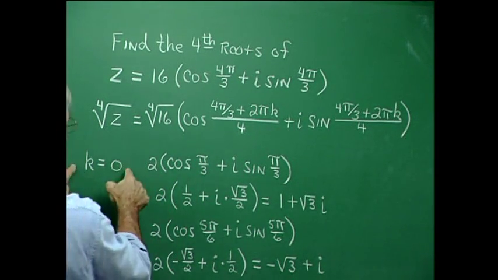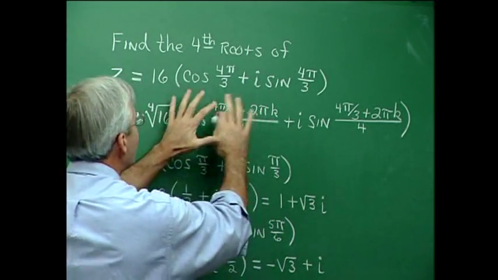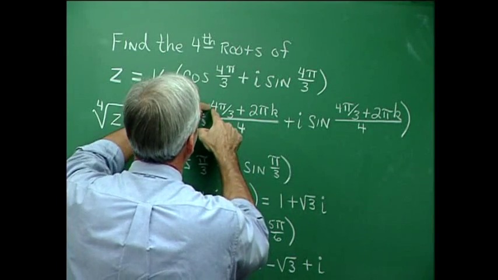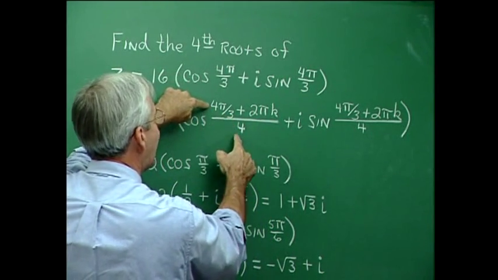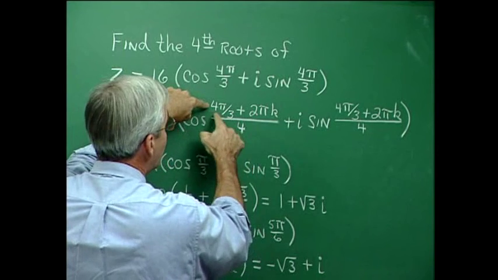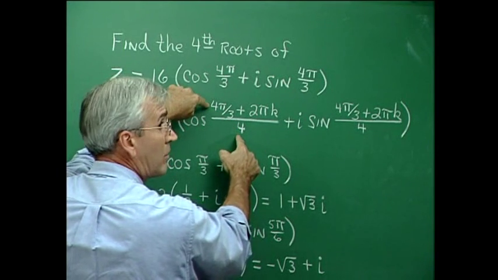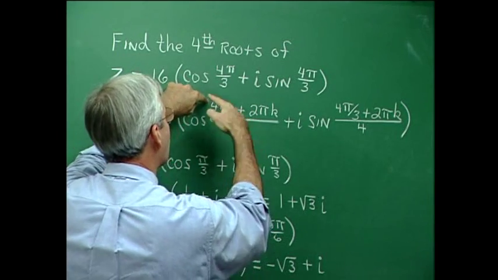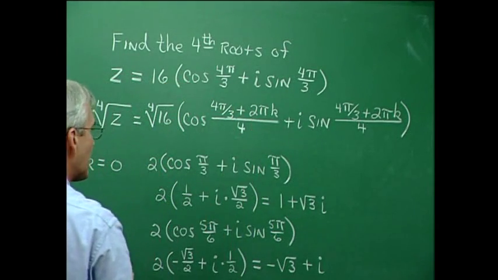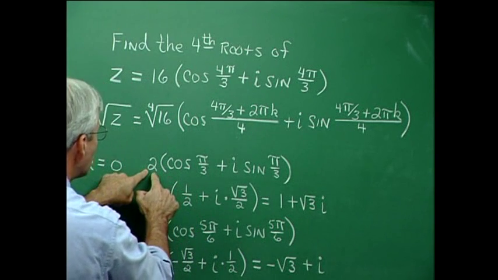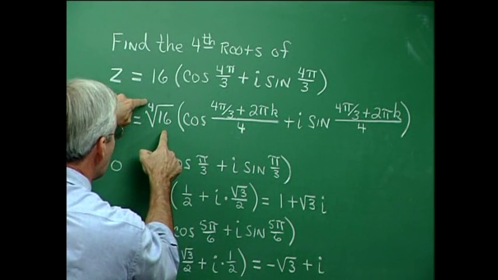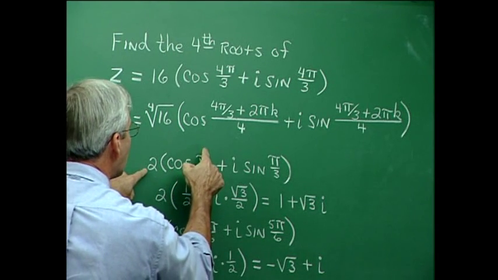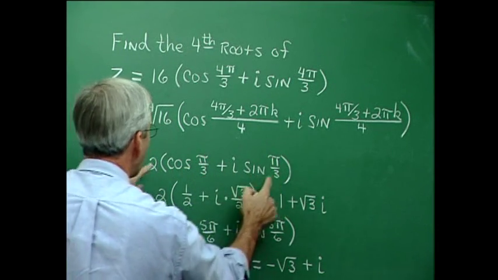Well, if k is 0, then we look up here and we evaluate that situation. We have 2 pi times 0. That goes out. So we have 4 pi over 3 divided by 4. But dividing by 4 is the same as multiplying by 1/4, and this fraction times 1/4, the 4's would go out and we would have pi over 3. So we have, you see the 4th root of 16 gives the 2 times cosine pi over 3 plus I sine pi over 3.